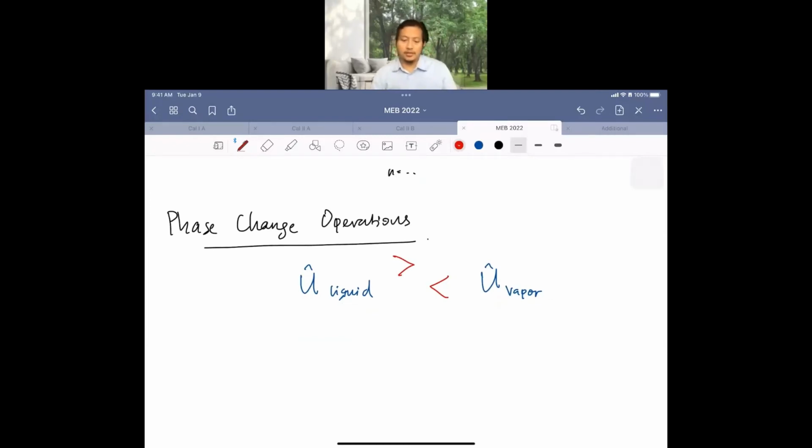Okay. So is it the liquid that is higher or the vapor that is higher for the internal energy? You can type in the chat box. A liquid or vapor? Vapor, correct.